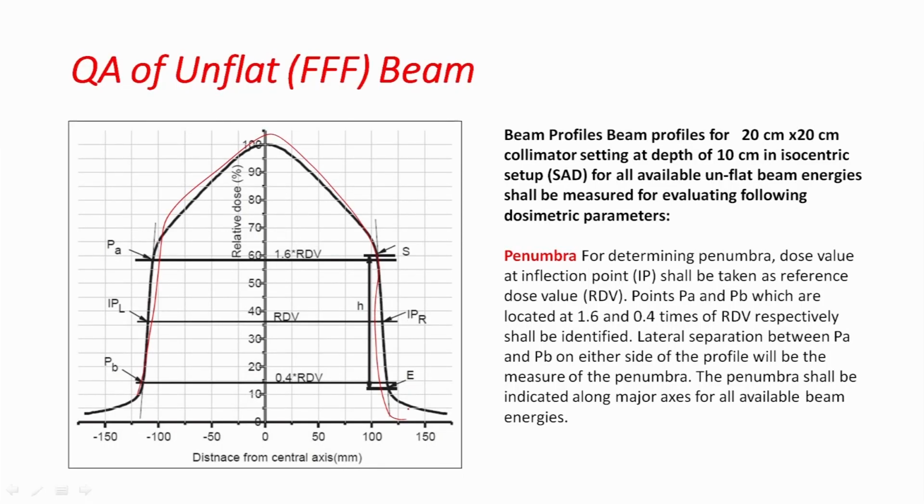And as I explained during my lecture on SRS SRT, the benefit of a flattening filter free (FFF) beam or unflat beam is the high dose rate. High dose rate means that the beam dose is delivered in a shorter duration of time. So the benefit of this FFF is especially for SRS, SRT and SBRT techniques. So here there is no flat beam. So what do we see in an unflat beam?